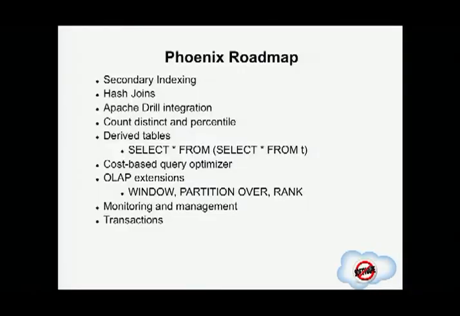Okay, so what I'd like to do is talk a little bit about our roadmap, just touch on a few items and kind of future directions, and then I'd like to open it up for questions. So I already mentioned secondary indexing. That's something that's in progress, almost done. Second item is joins. We're going to start with hash joins.